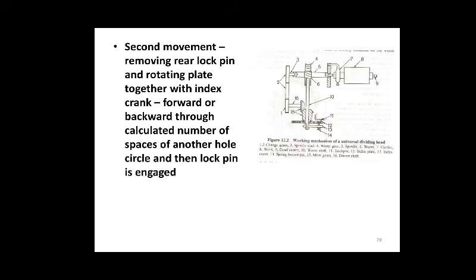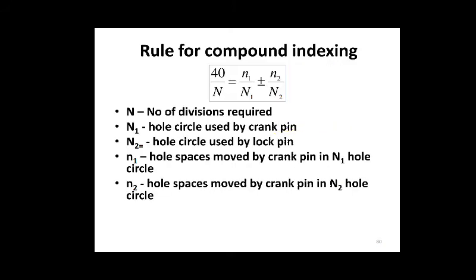And second movement: removing the rear lock pin and rotating the plate together with the index crank forward or backward through a calculated number of spaces of another whole circle, and then the lock pin is engaged. So there are some rules for compound indexing. This is the formula: 40 upon N is equal to n1 upon N1 plus or minus n2 upon N2.